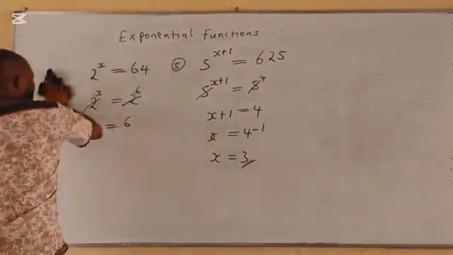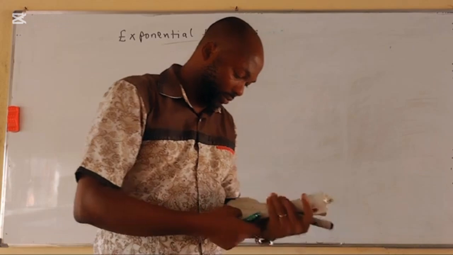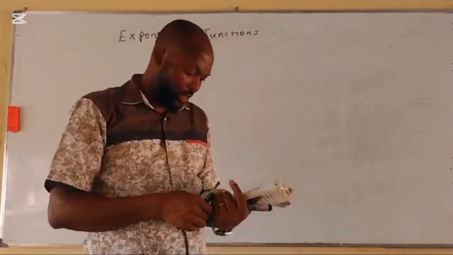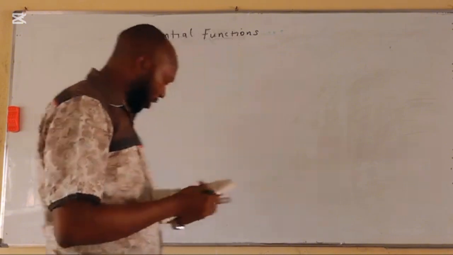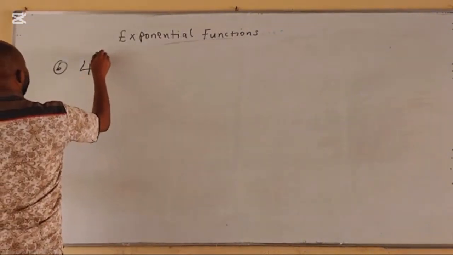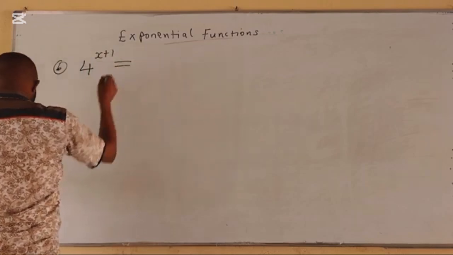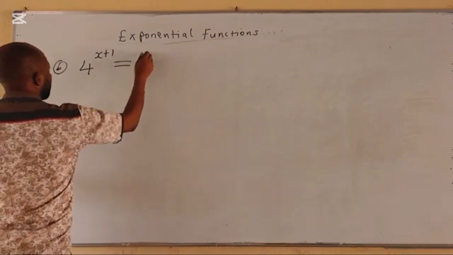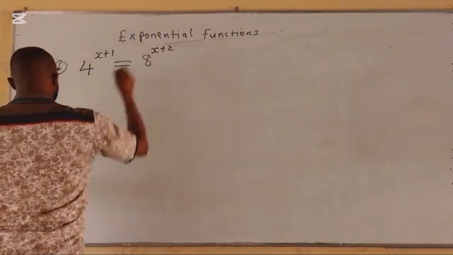Let's take some more. The 6th question. 4 raised to the power x plus 1 is equal to 8 raised to the power x plus 2.